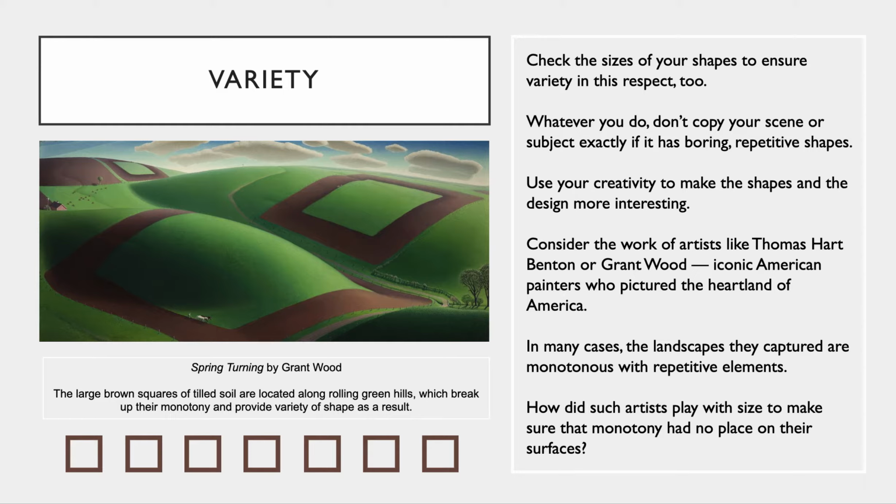So check the sizes of your shapes to ensure variety as well. Look at the squares at the bottom of the page. They're all identical. What happens if I change them? Make some of them bigger and some of them smaller. What if I rotate some of them? That is variety.